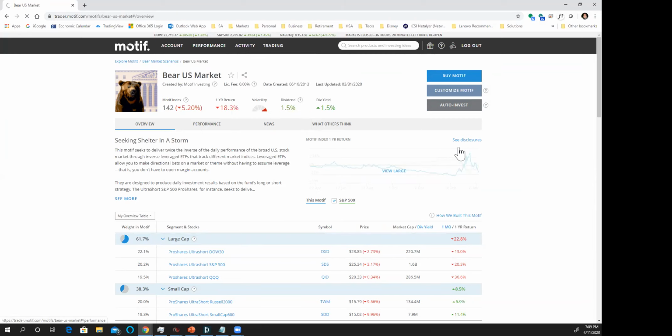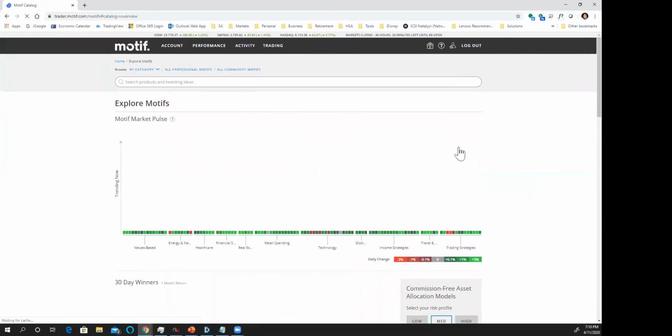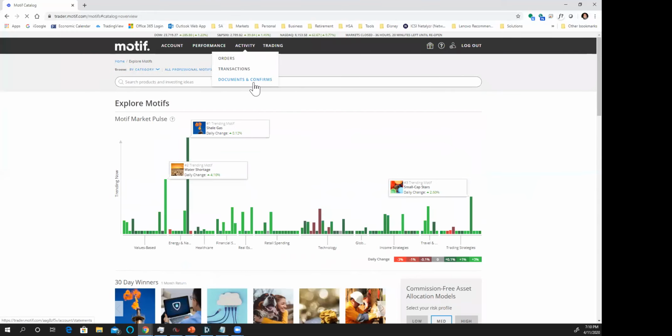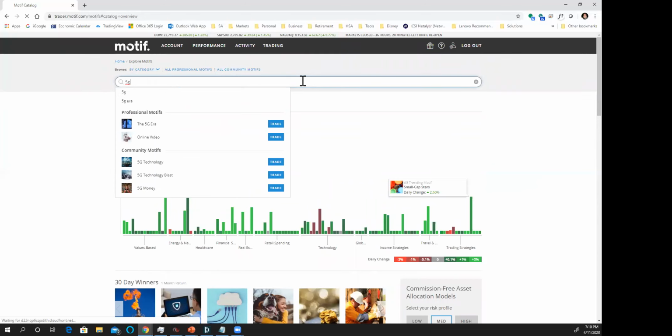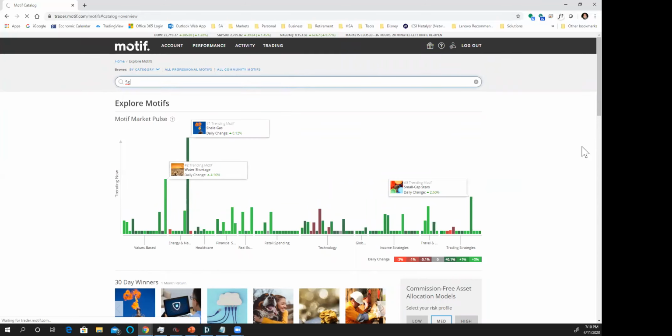If you want any kind of semiconductors, or you want anything to do with the 5G side of it, that's the current trend that's happening. Let's do 5G for those who understand that side of it. That's one of the top trends right now, and there will be a motif for that.